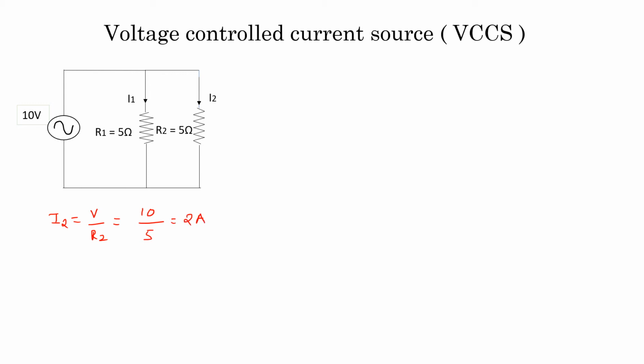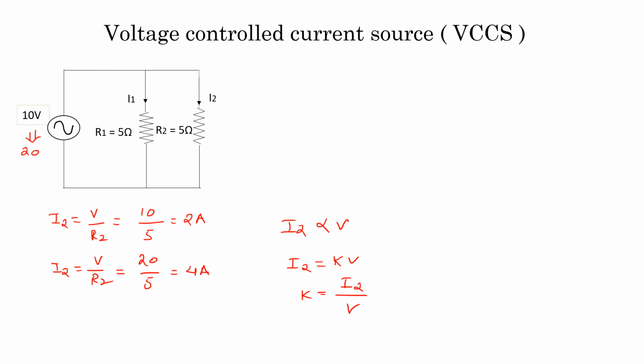If I change this 10 volt to 20 volt, obviously I2 will change. So I2 is again V by R2, that is equal to 20 by 5, that is equal to 4 ampere. Now I can write I2 is directly proportional to V. And so I can write I2 is equal to KV, where K is equal to I2 divided by V.